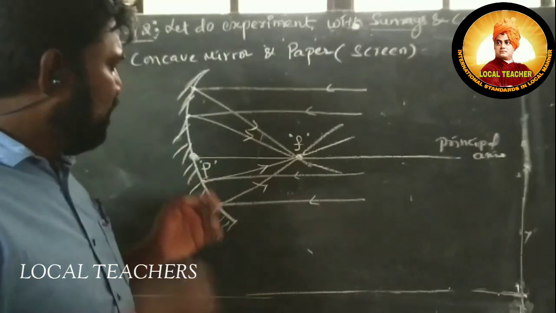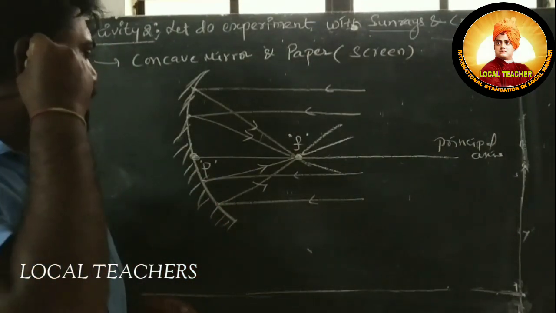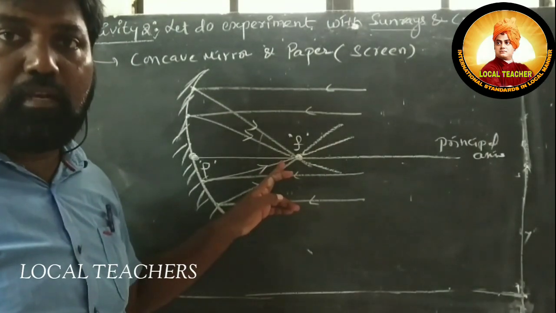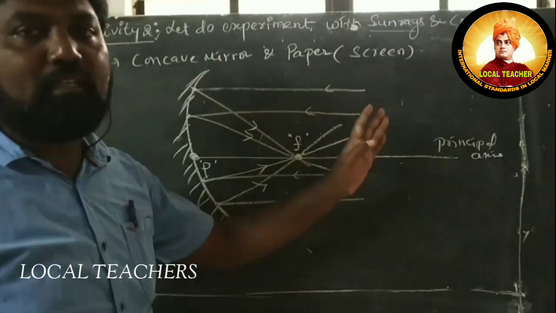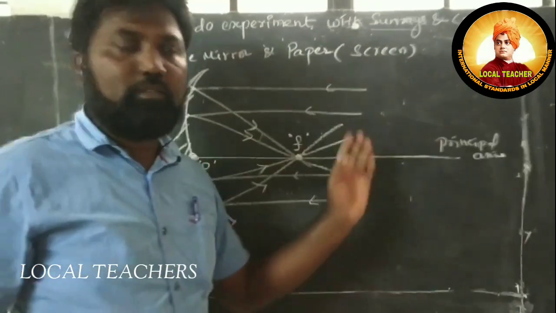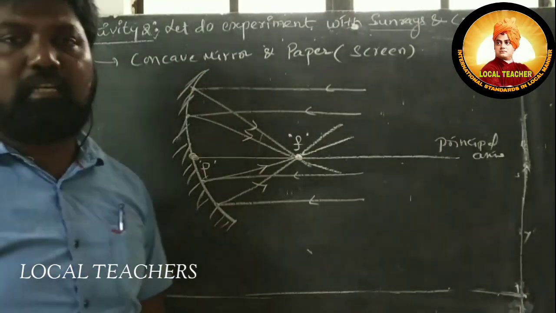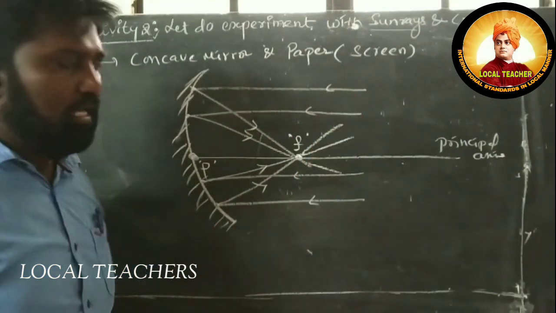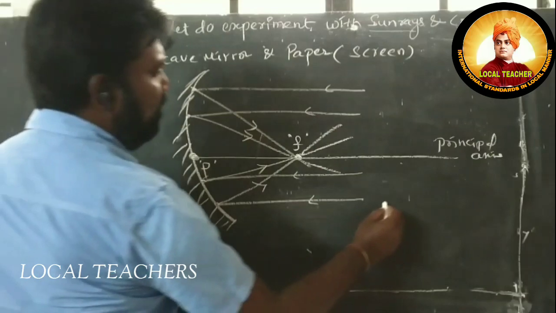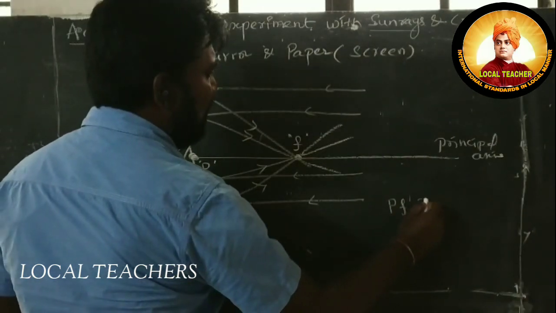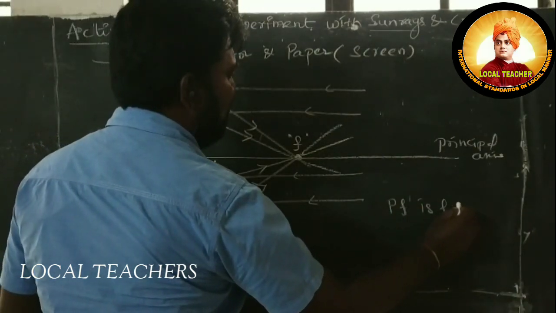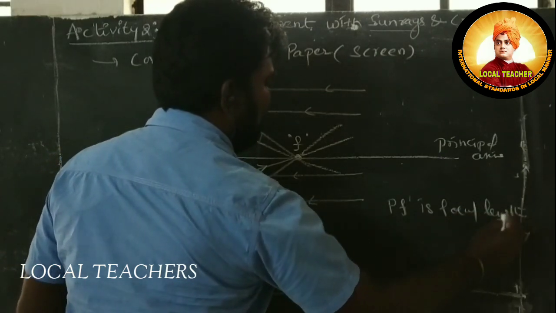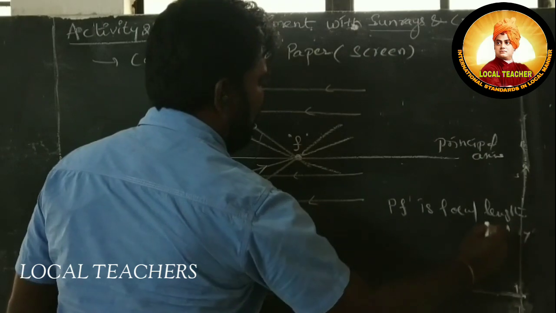When the paper is moving here, initially we are getting the image very small. So after this F point, even though we are moving, the size of the image on the screen goes on increasing. Okay. So here the distance between P and F is focal length. So it is denoted by small f.